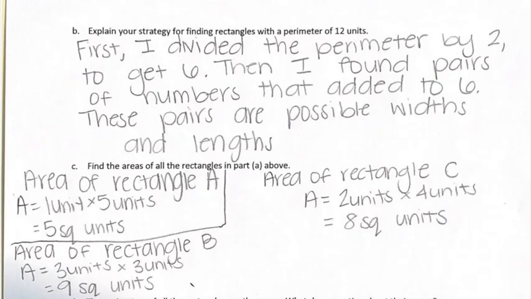Part B is explaining how we got those rectangles and what the side lengths would be. I didn't just look and think, oh, these would equal 12. I thought of how I could do it. So first I divided the perimeter by 2 to get 6, because the perimeter is 12 and 12 divided by 2 is 6. I know that when I add up the sides, I have to find pairs of numbers that add to 6. So these pairs are possible widths and lengths. So if you look at the rectangles and add the two sides together, they're going to equal 6. So 5 plus 1, 3 plus 3, 4 plus 2.